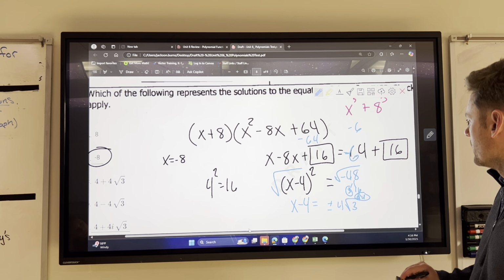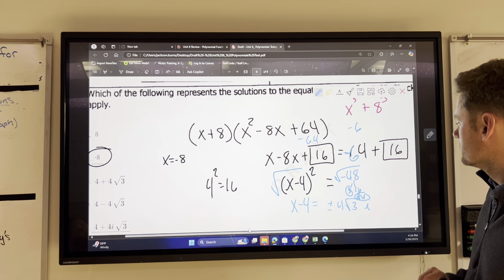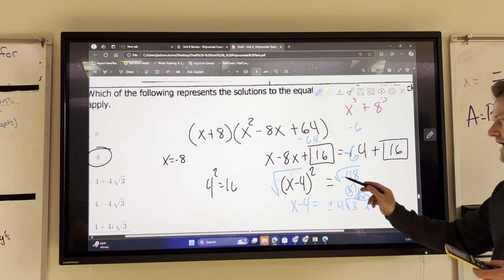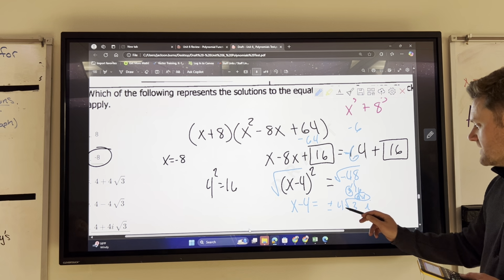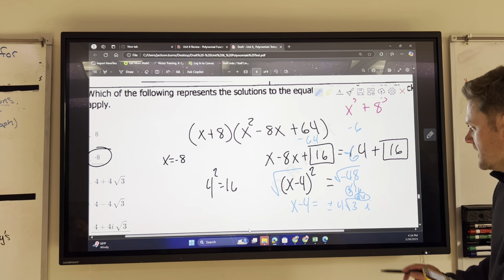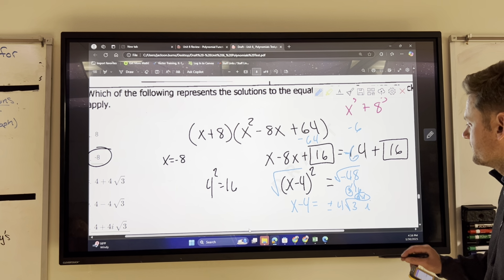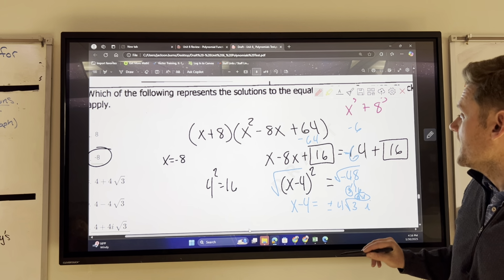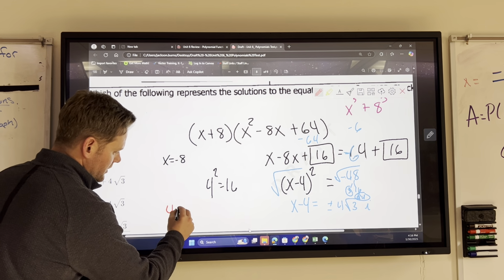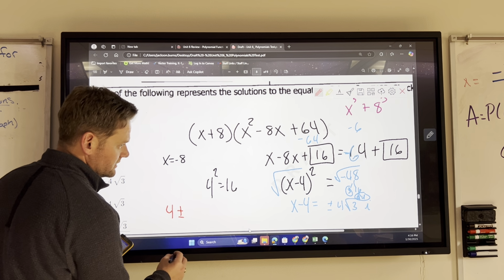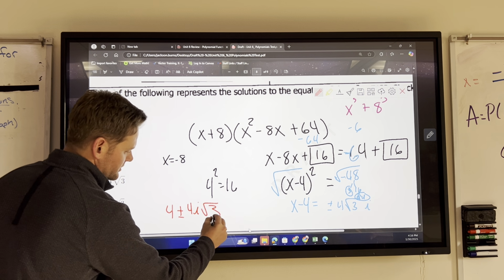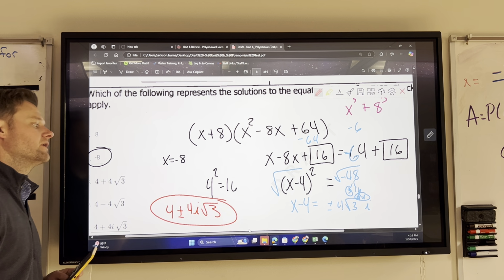Now I move my 4 over. So I have an i right here as well. I needed to take out an i to make it not negative. So now I have 4 square root of 3i. You can put the i in front if you like. So when I add all the way over, I'm going to have 4 plus or minus 4i square root of 3. Those are my other two roots.